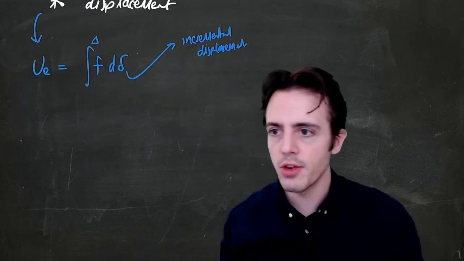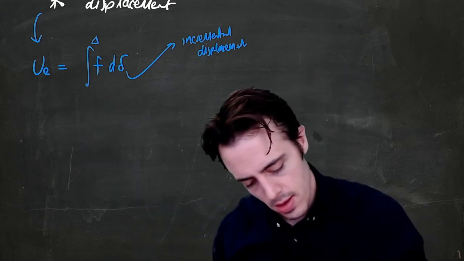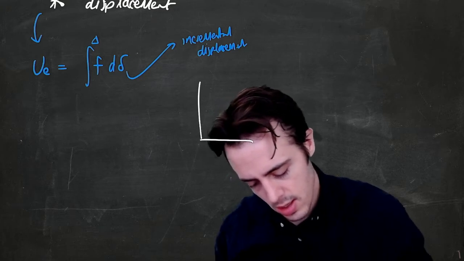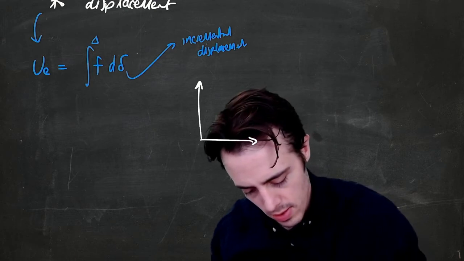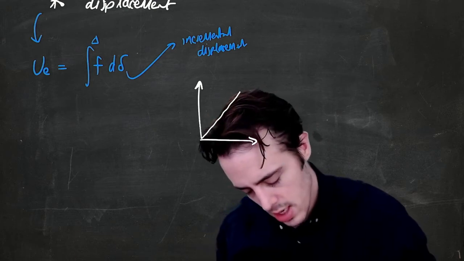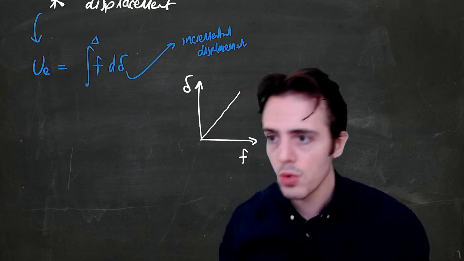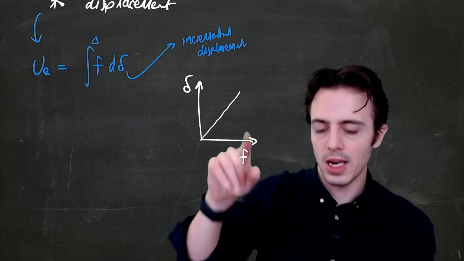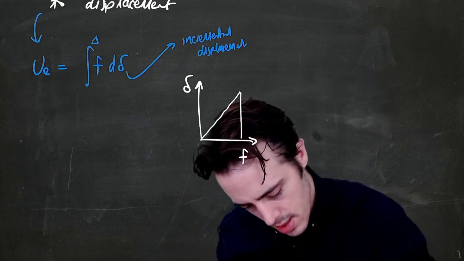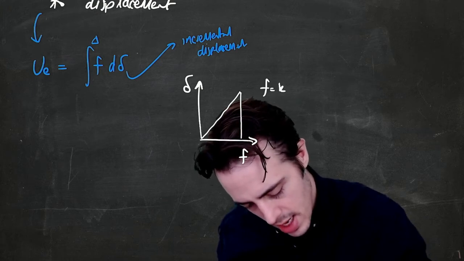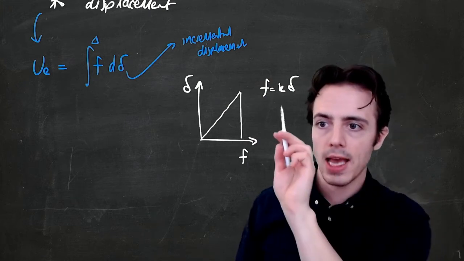So we can't integrate F with respect to this displacement as a constant, because F is actually a function of displacement, as we know from our constitutive relationships. So if I have on here force and displacement, we know that as force increases, displacement increases linearly. F is equal to K multiplied by delta, where K is the stiffness.